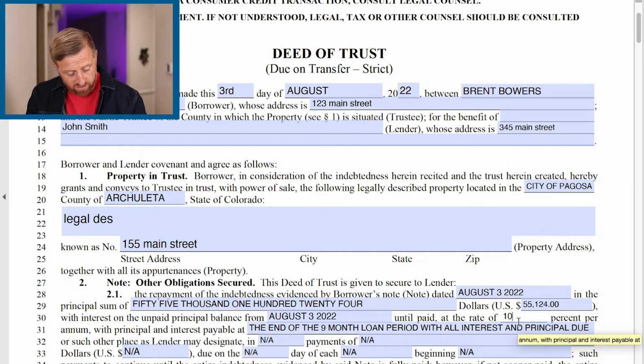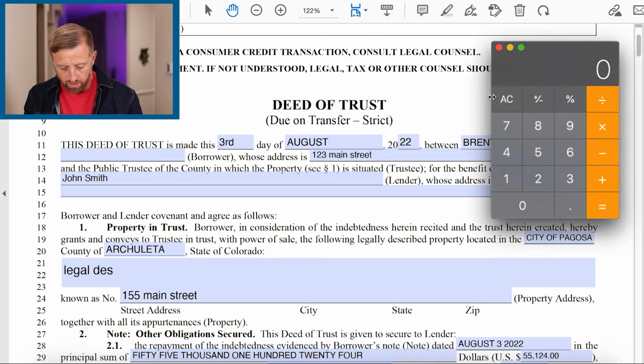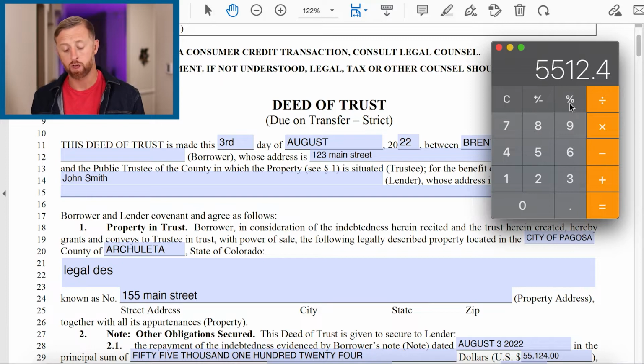10% on $55,124. I'll just pull out my calculator just to kind of show you exactly what it is. 10% per annum. So that's 1 year. So $55,124 times 10%, that is $5,512.40, what your lender would make in interest.